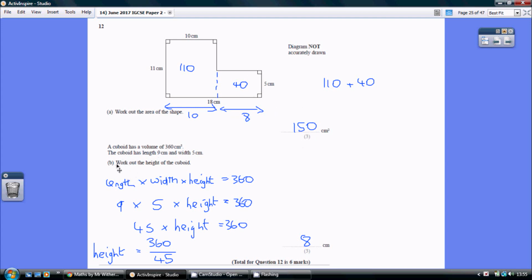Now, for part B, we're being asked to work out the height of the cuboid, where the volume is this, the length and width is this. Well, to work out the volume of a cuboid, you do length times width times height, and all of that together equals the volume, which is 360. So we've got the 9 and the 5, but we don't have the height. So 9 times 5 times the height is 360. 9 times 5 is 45, so 45 times the height is 360. So the height must be 360 divided by the 45, which is 8, because 9 times 5 times 8 is 360.